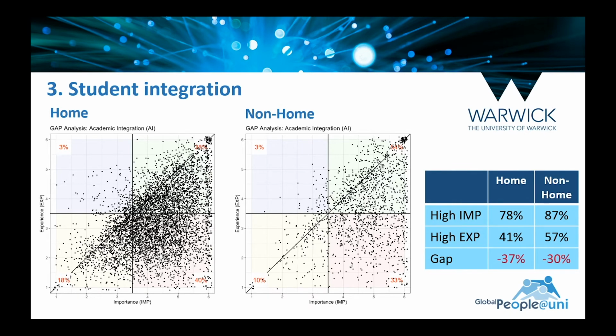So one way of breaking down the GEP data is by looking at different groupings. Here we've looked at home and non-home, but you might want to look at subject area or level of study, all kinds of different possibilities.